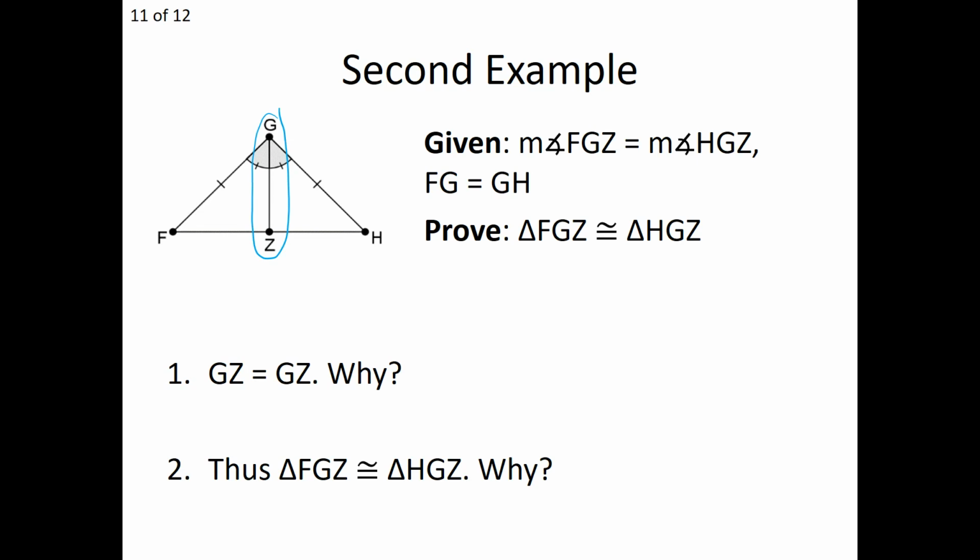That segment is the segment we're focused on, proving is equal to the other segment of the triangle, then that's the one that forms the included angle. So that's what we're focused on. Do we know in step 1 that GZ is equal to itself? It is. Why? Because of our reflexivity.